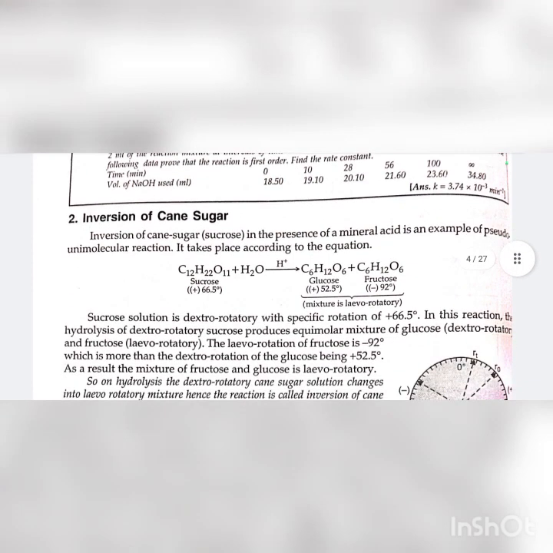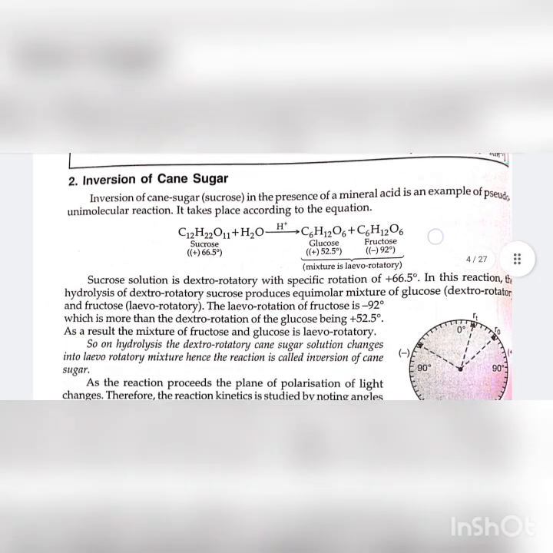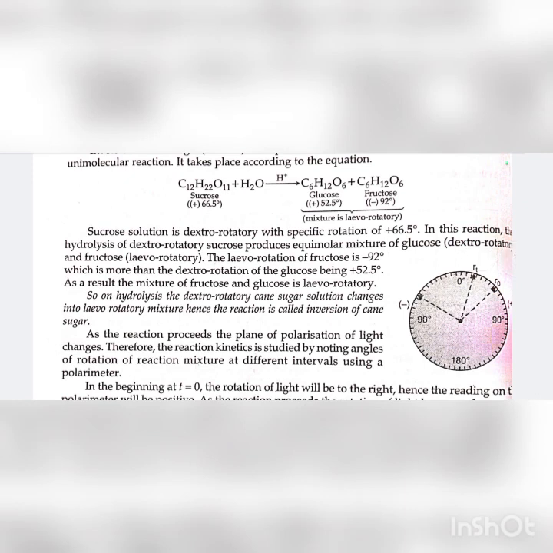Next is inversion of cane sugar. Inversion of cane sugar, that is sucrose, in the presence of mineral acid is an example of pseudo unimolecular reactions. It takes place according to the equation. Sucrose solution is dextrorotatory with a specific rotation of plus 66.5 degrees. In this reaction, the hydrolysis of dextrorotatory sucrose produces an equimolar mixture of glucose, which is dextrorotatory, and fructose, which is levorotatory. The levorotation of fructose is minus 92 degrees, which is more than the dextrorotation of glucose, being 52.5.